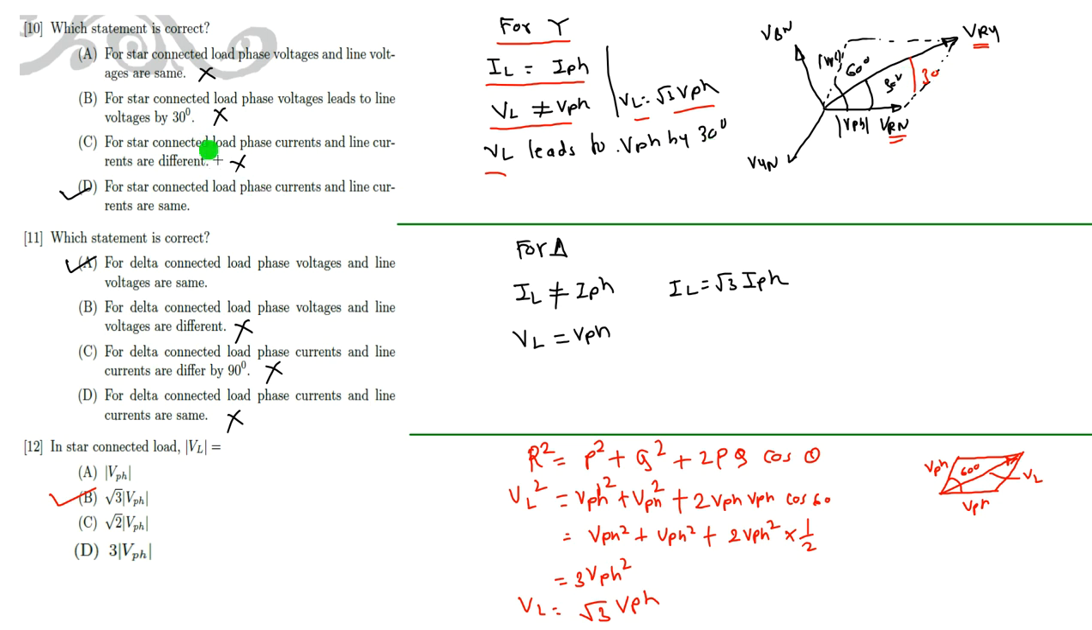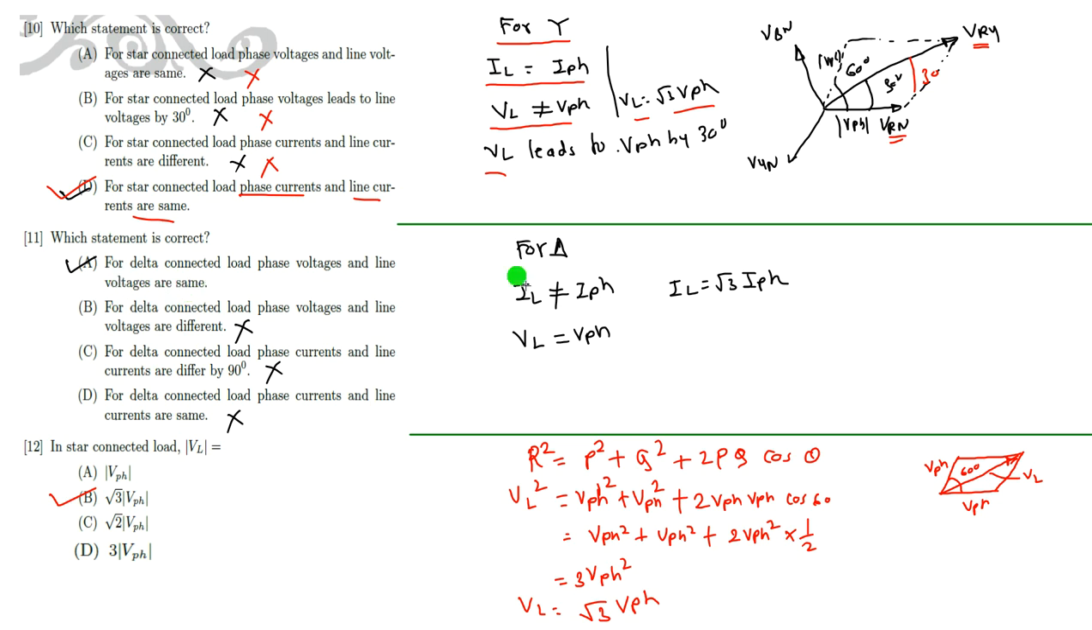Okay, so what are the options given? For star connected load, the phase voltage and line voltages are same. Obviously this is wrong. For star connected load, phase voltage leads the line voltage. Phase voltage is not leading, line voltage is leading, so this statement is also incorrect. For the star connected load, phase currents and line currents are different. Yes, phase currents and line currents are different? This is also wrong. For star connected load, phase currents and line currents are same, so this statement is true. Next, which statement is correct?